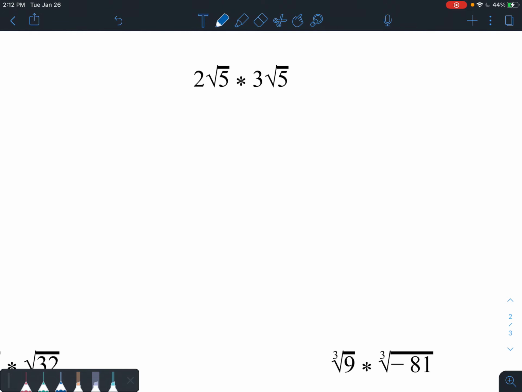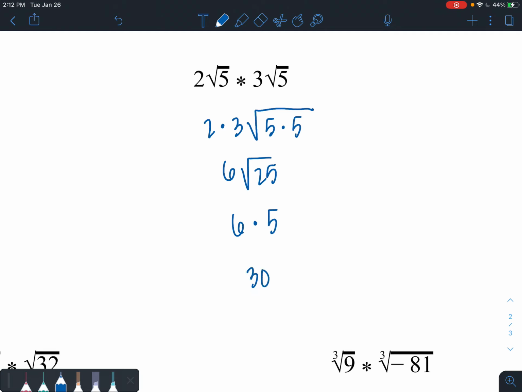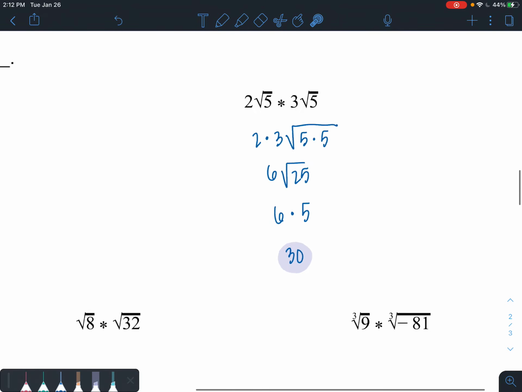Okay, let's take a look at this next one. So let's multiply what's outside the radicals together. So 2 times 3, and then 5 times 5, so the insides together. So we have 6 radical 25, and the square root of 25 is 5, so 30 is our answer there. And that's it. Just to go through it a little slower, multiply the outsides together, multiply the insides together because we have the same index. We get 6 times the square root of 25. Take the square root of 25, that's 5, multiply it by the outside, and we get 30.